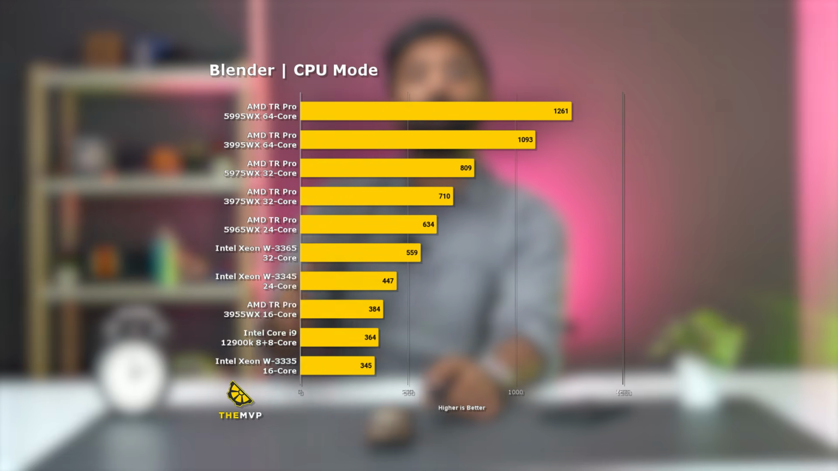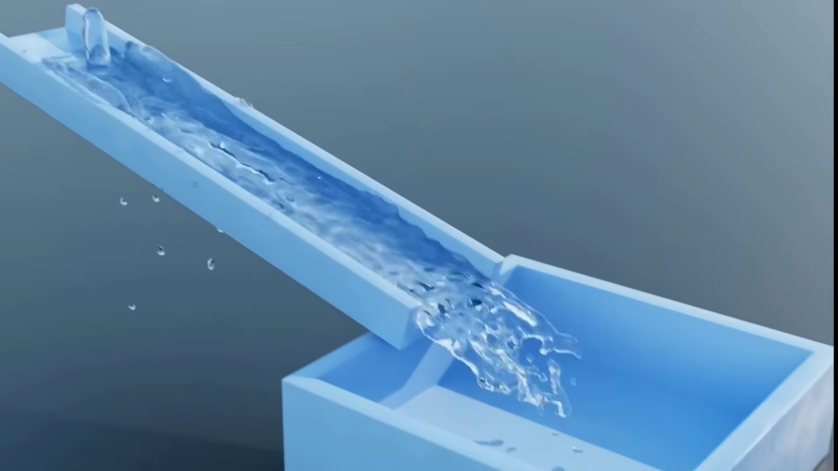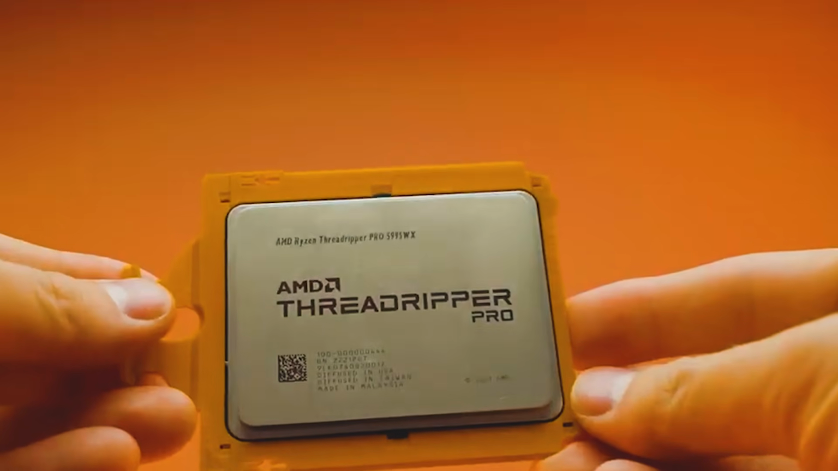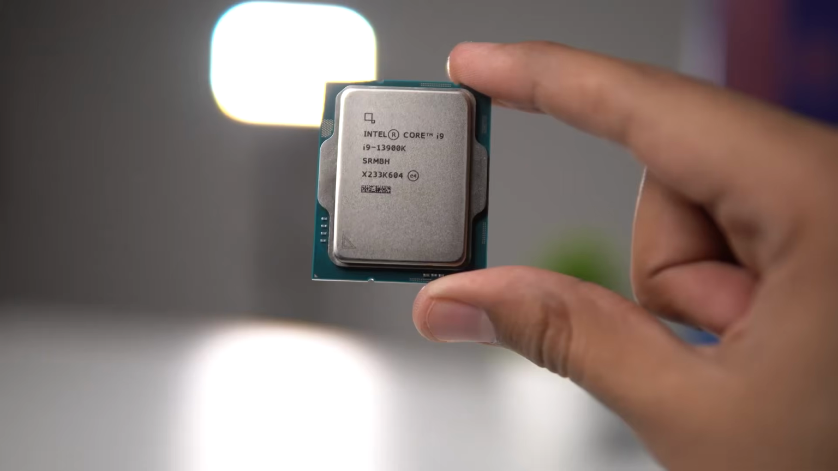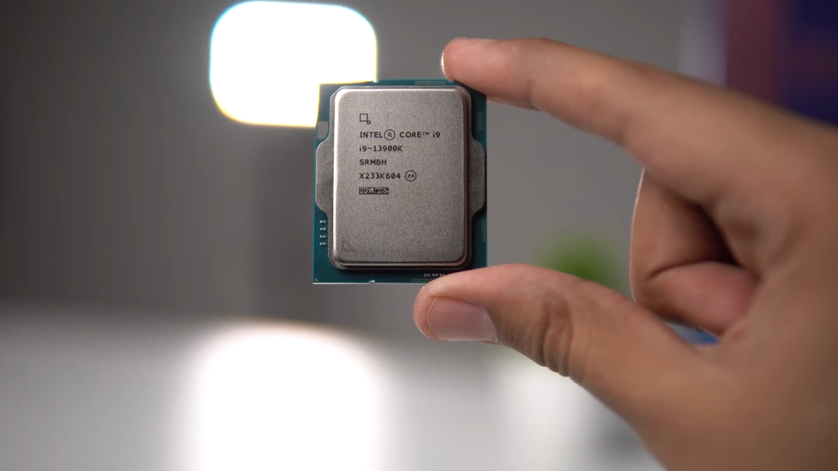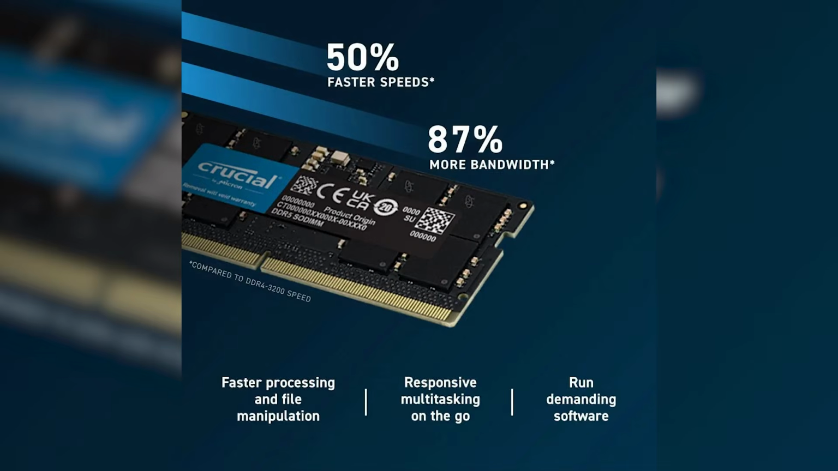So if you will be doing a lot of fluid simulations or relying on CPU rendering, the fastest CPU currently is AMD's Threadripper 5995WX with 64 cores and support for up to 512 GB of RAM. Now for modeling and animation, the best option remains Intel's Core i9 13900K or 14900K paired with DDR5 RAM.